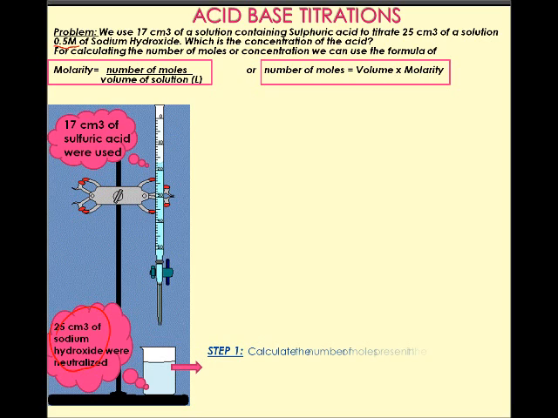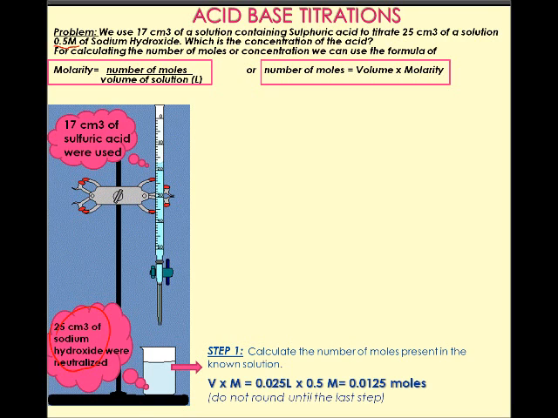So the first step is calculating the number of moles present in the known solution. The volume is 25 milliliters. Remember that we always use liters, so be careful with that. And the molarity is 0.5 molar. So the number of moles is going to be 0.0125 moles. Do not round until the last step, because if we round here, we are going to carry the error further on. So after that, we need to calculate the mole ratio.